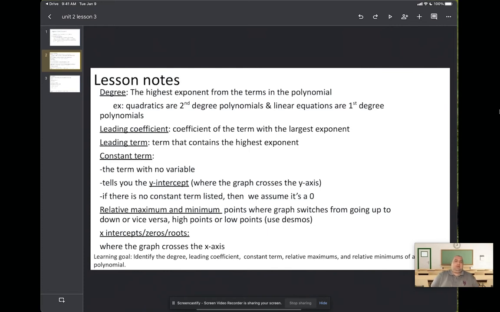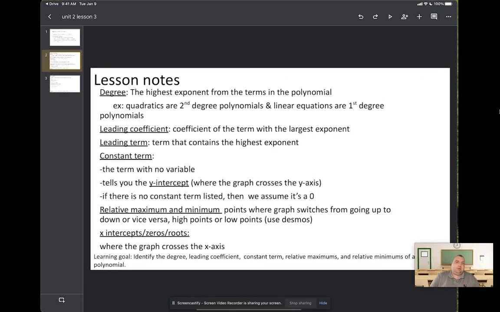Fourth, we have what we call relative max or relative min points. So those are points where the graph switches from going up to going down. In other words, high points, so that would be points where the graph goes like this, and low points would be where the graph goes like this. Okay? And we're going to use Desmos to help us with that.